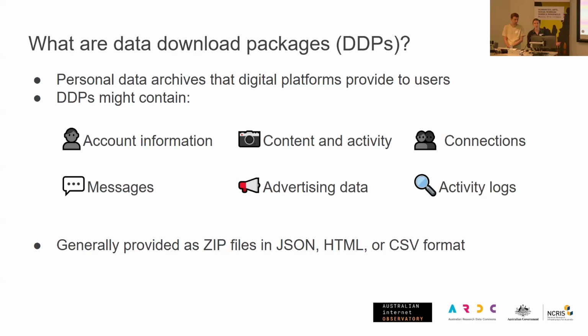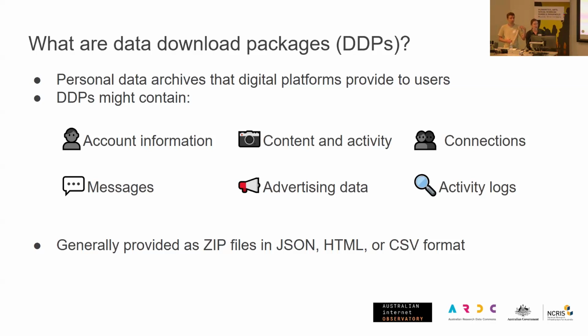The key thing to note here is that it's not consistent. It really varies across platforms as to what is included in these DDPs, but that could include things like account information, activity logs, advertising data. They're usually provided to users as a zip file. Users generally go to the platform, somewhere in their account settings or privacy settings, and can request a copy of this data. That's transferred to them via email, usually as a link.